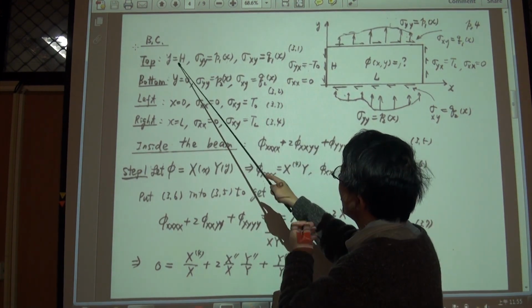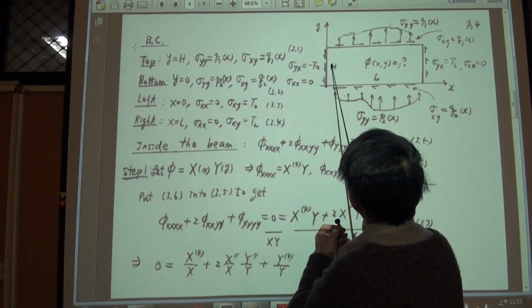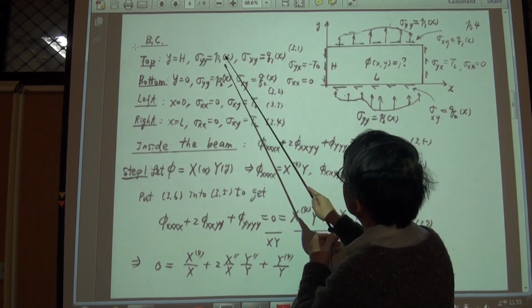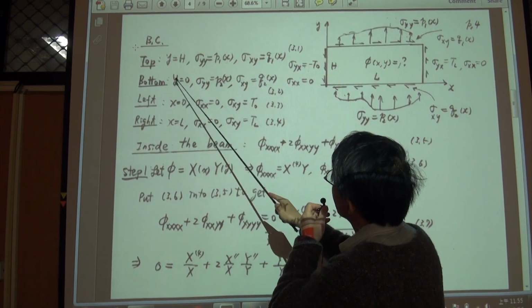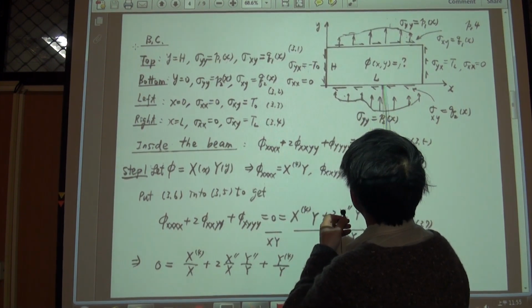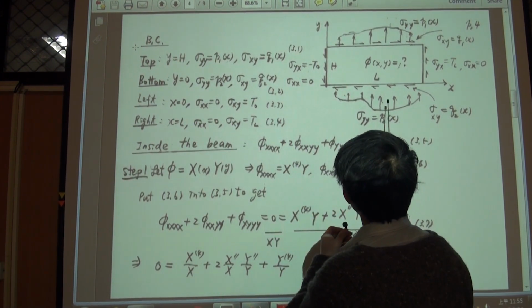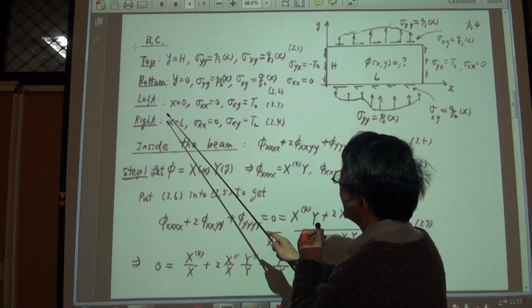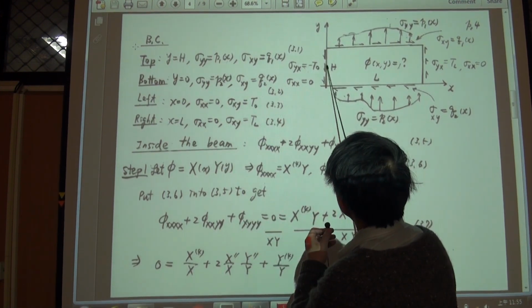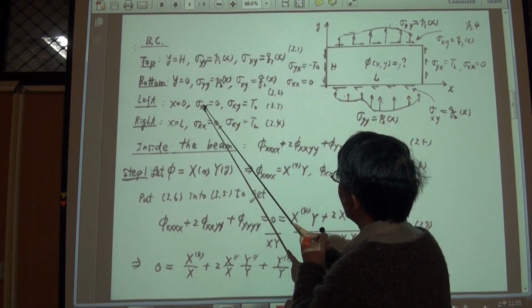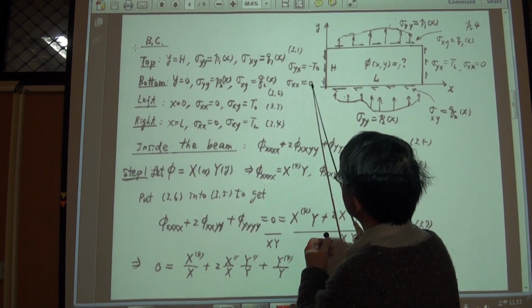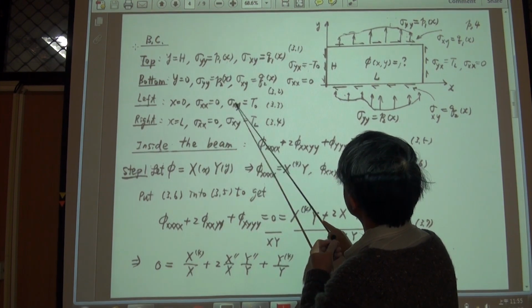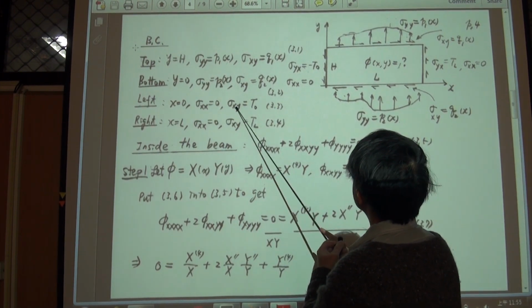Now, on the top, y equals h, we get this and this. On the bottom, y equals 0, we get this and this one. And on the left, x equals 0, sigma xx equals 0. We have low tensile forces here. Yes. And also the shear stress is this one.